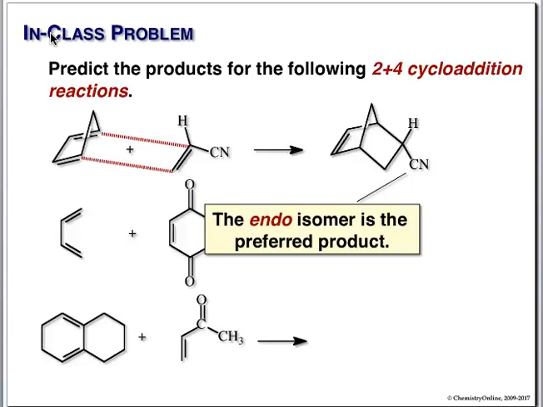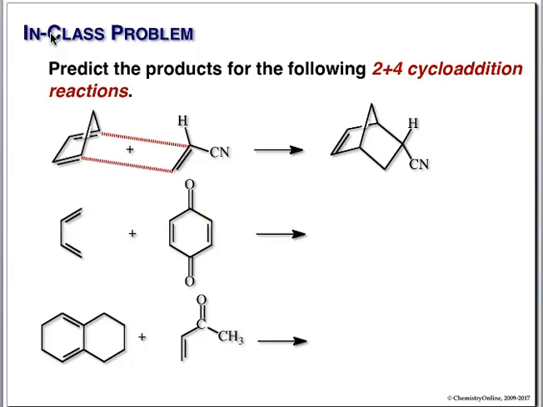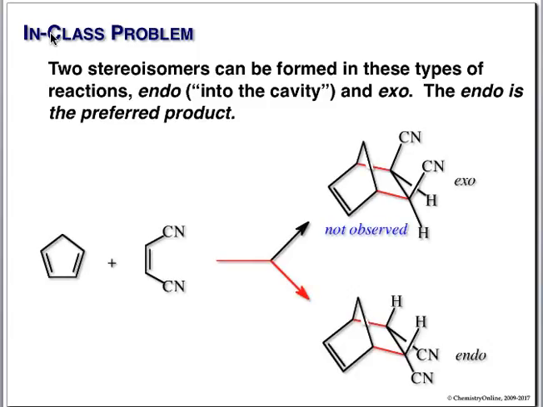So let's take a break from doing these other two, and let's think about the stereochemistry of this particular reaction. As an example here, let's use our nitriles, and again, cyclopentadiene. This is the endo isomer, and this is the exo isomer. The endo isomer is the one that is observed, not the exo. Now, why is that? Well, it has to do with the way the orbitals overlap as you go through our concerted transition state.